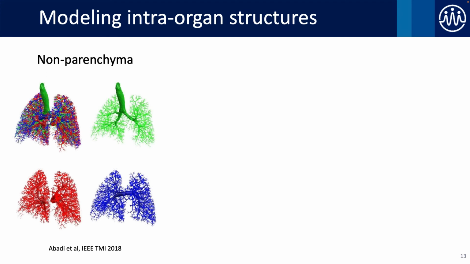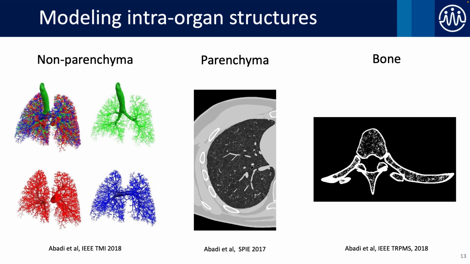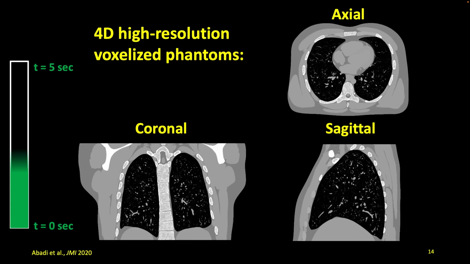Here I'm showing you a result for modeling intra-organ structures of lungs. You see airways and arteries and veins that we have mathematically modeled. You can create lung parenchyma, the secondary lobules, or other components inside the lung that are not vasculature or airway system. We have done this for trabecular bone, bone marrow. Also, we have done this work for kidney vasculature or liver vasculature as well. So this is another area that needs to be considered when you're creating your virtual phantoms.